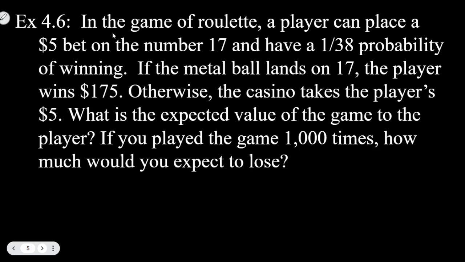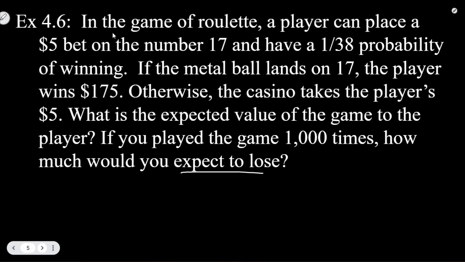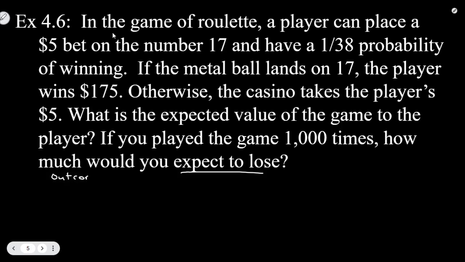All right, well, I guess that part is telling us that this is probably not a fair game. It's probably in the favor of the casino, but let's take a look. So we want to think about what our outcomes would be. If our ball lands on a 17, think about what has happened. We have bet $5 and we have won $175. So the net result of that is a positive $170.